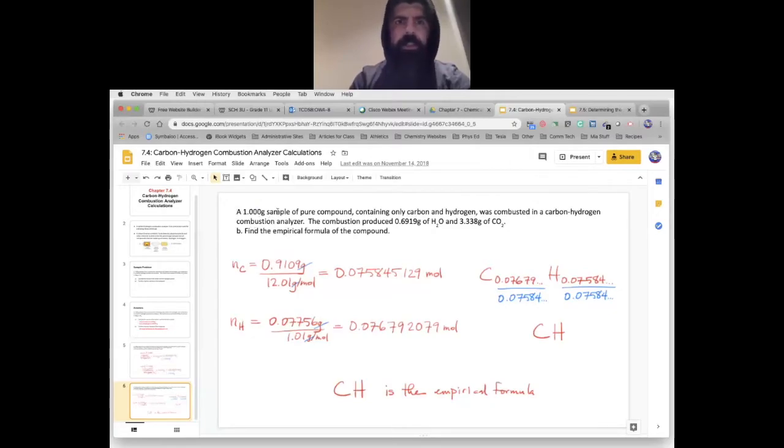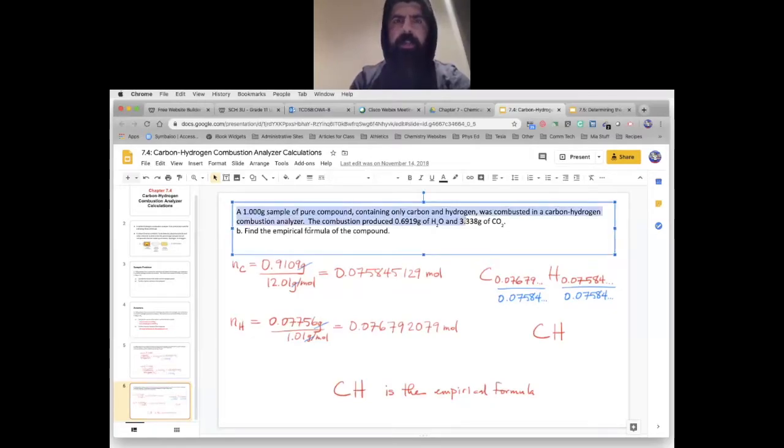This first part of the question has the exact same wording. Part B of the question says to find the empirical formula of that compound. So we found the mass of carbon in part A, and we found the mass of hydrogen in part B. So we do the same steps to find the number of moles, right?